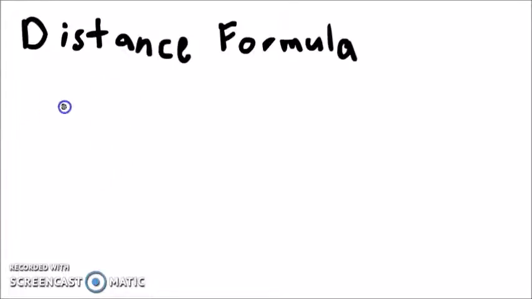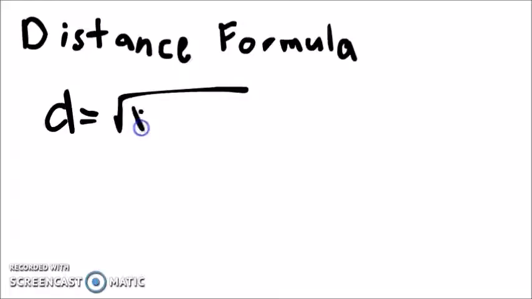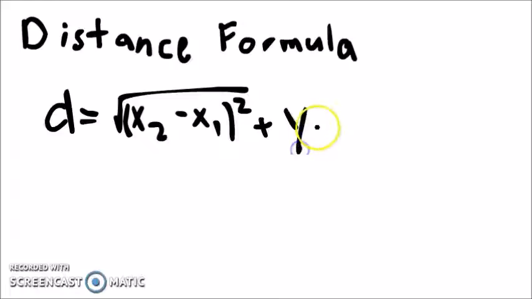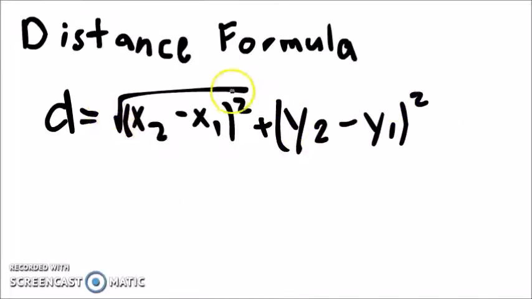So the distance formula is d is equal to the square root of (x2 minus x1) squared plus (y2 minus y1) squared. Okay. So this is the distance formula.